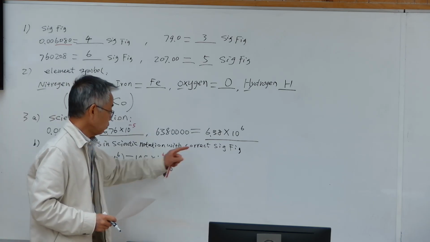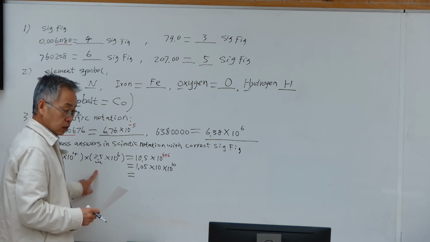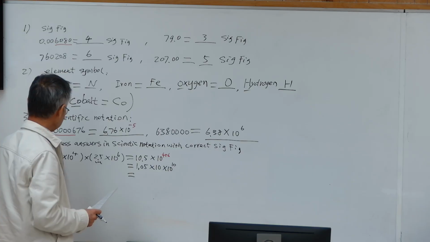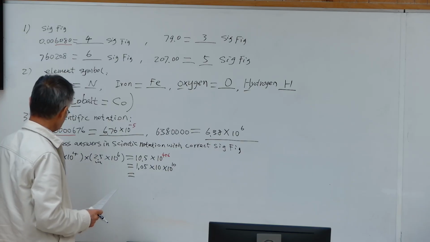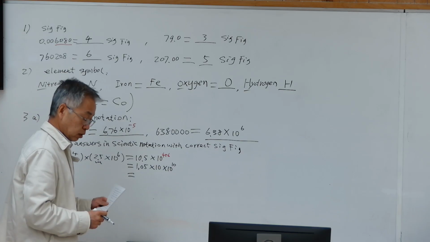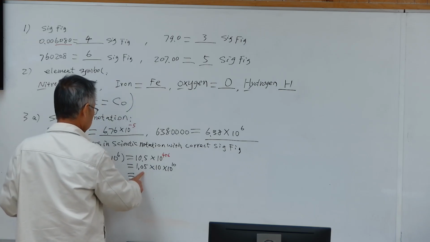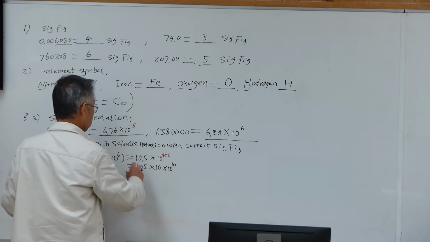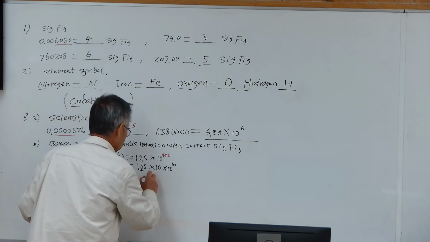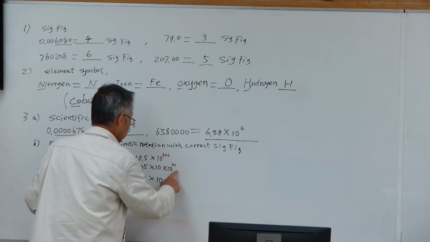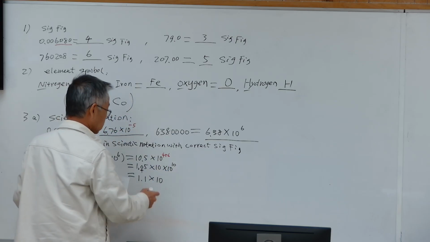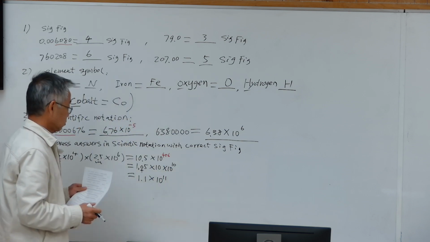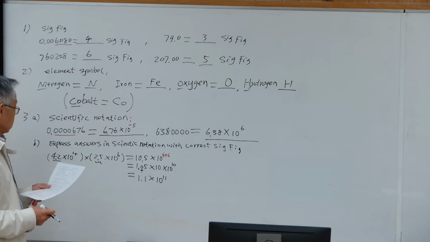How many significant figures can we keep? Multiplication tells us the answer cannot have more significant figures than any of the original numbers. This original number has 2 significant figures. This also has 2 significant figures. So we can only keep two significant figures. We should stop here, but the next digit is 5, so we need to round up, and it becomes 1.1. And this is times 10 to the 10. We need to combine it together: 10 to the 1 plus 10 is 10 to the 11th power. This is your final answer.